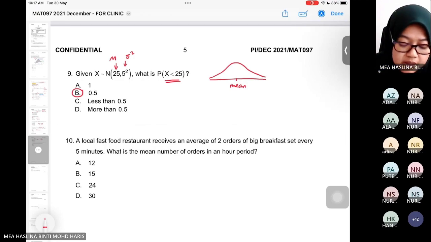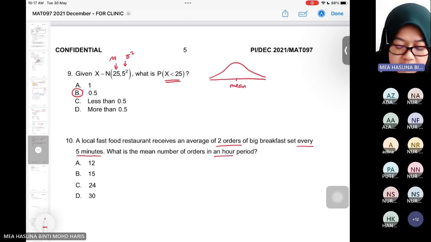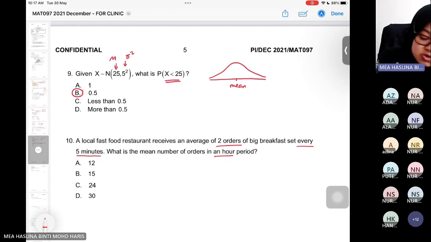Number 10, a local fast food restaurant receives an average of 2 orders of big breakfast set every 5 minutes. What is the mean number of orders in an hour period? So you have every 5 minutes, 2 orders. We want to calculate for an hour. How many times of 5 minutes in an hour? We have 12. So 12 times 2, that will be 24.